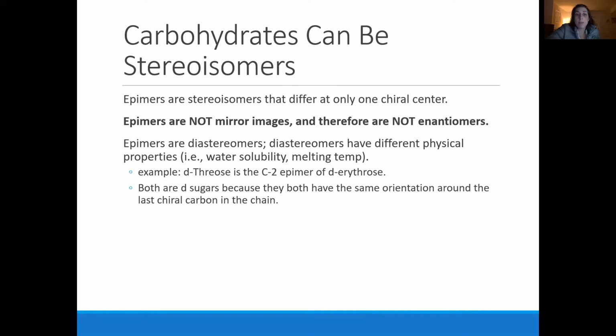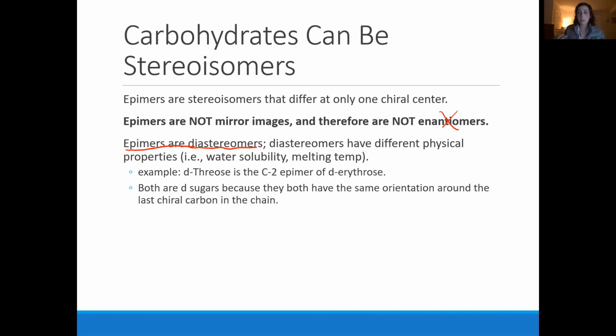There is another type of stereoisomer. Usually in organic chemistry, we call these diastereomers. Another name for diastereomers when talking about carbohydrates in particular is epimers. So it's the exact same concept, it's just a different name that is used. Epimers are a type of stereoisomer that differ at one chiral center. They're not mirror images, and so they are not enantiomers.